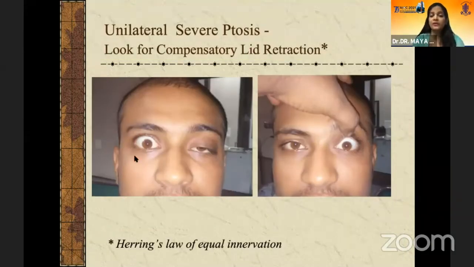Always look for a compensatory lid retraction in the other eye. This may be there in a case of a severe unilateral ptosis because of Hering's law of equal innervation. The other eye may go up, and as soon as you close or lift up the involved eye, this compensatory lid retraction will disappear.